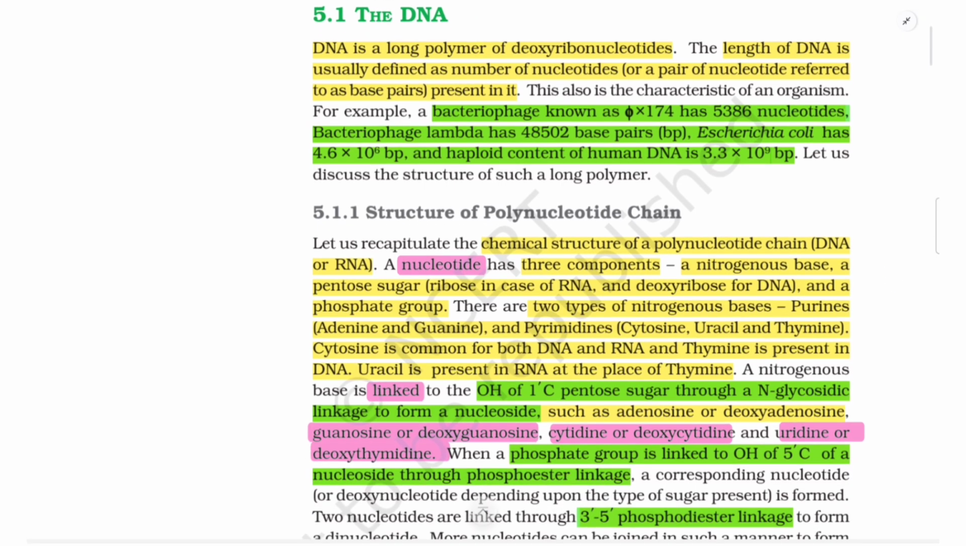5.1 The DNA. DNA is a long polymer of deoxyribonucleotides. The length of DNA is usually defined as the number of nucleotides, or a pair of nucleotides referred to as base pairs, present in it. This also is a characteristic of an organism. For example, a bacteriophage known as Phi X 174 has 5386 nucleotides. Bacteriophage lambda has 48502 base pairs (bp). Escherichia coli has 4.6 x 10^6 base pairs, and the haploid content of human DNA is 3.3 x 10^9 base pairs. Let us discuss the structure of such a long polymer.